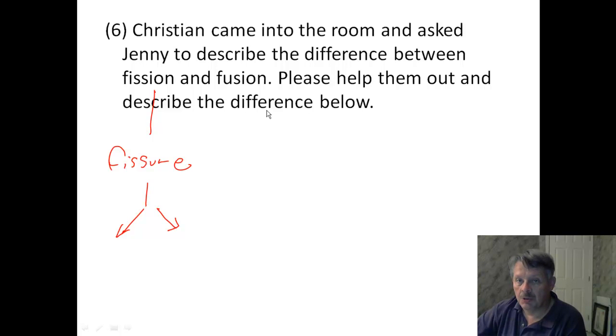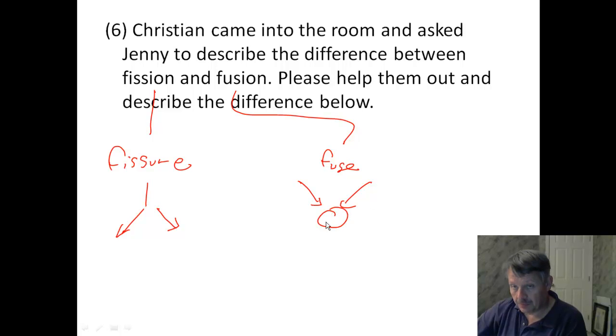But fusion is like when you fuse 2 bones together, right? So this is 2 small elements coming together and making one larger element. Okay? So fission is breaking apart, and fusion is putting back together, or putting together. Right? I think that's it.